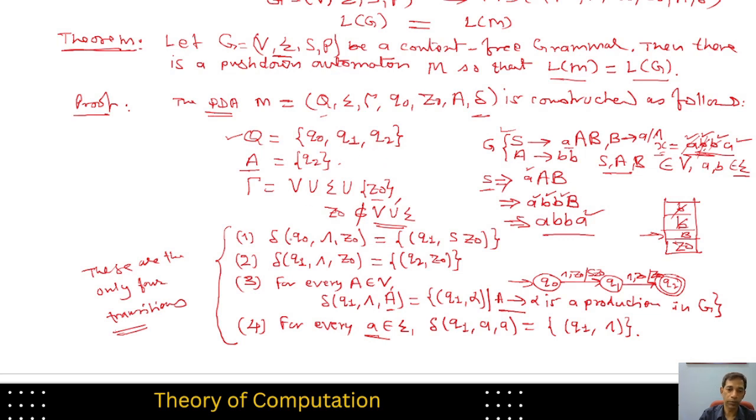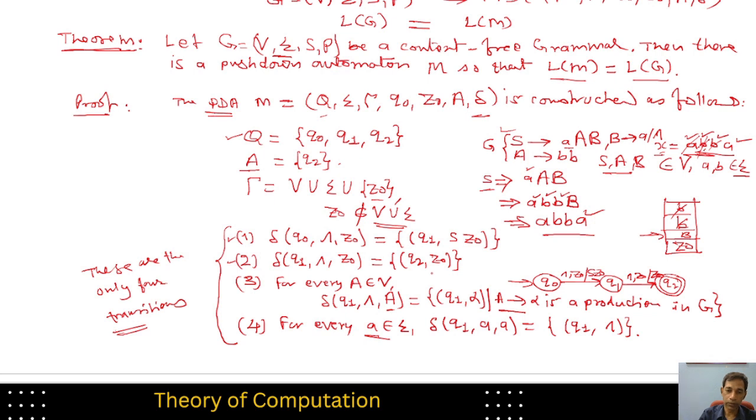The first transition will be like this. The first one will be from the initial state. The first job is to push the start symbol S onto the stack and go to the state Q1. This is the job of the first rule. In the second, once you are at the state Q1 and you see that the top of the stack is Z0, this means whatever you have pushed, everything you have deleted, and hence if the input is exhausted and the top becomes Z0, this means matching is done, and this is the case of acceptance, and you go to the final state Q2.